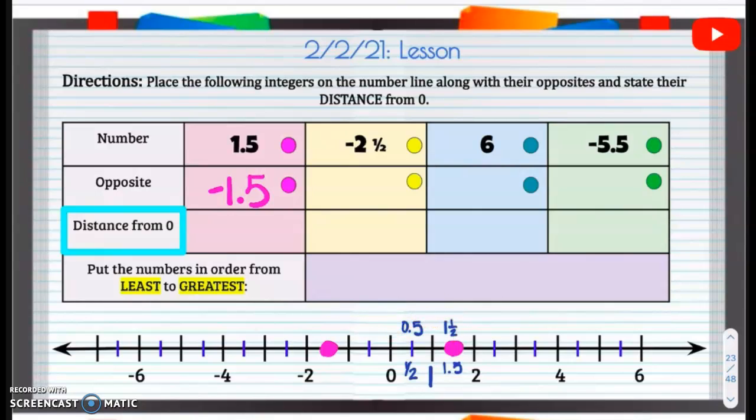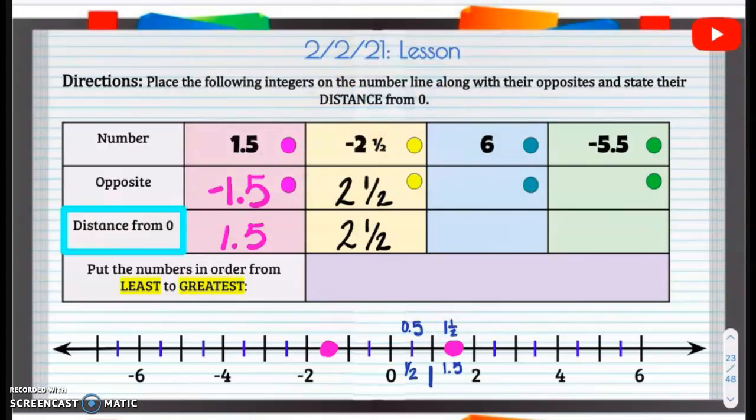If I tell you walk 1.5 steps backwards, you're walking 1.5 steps. You're not walking a negative steps, you're walking backwards. That negative just means direction. So it's going to be 1.5. All right, next one, we have that -2 and 1/2. The opposite is going to be just +2 and 1/2. And guess what? Their distance is going to be 2.5 away from 0.